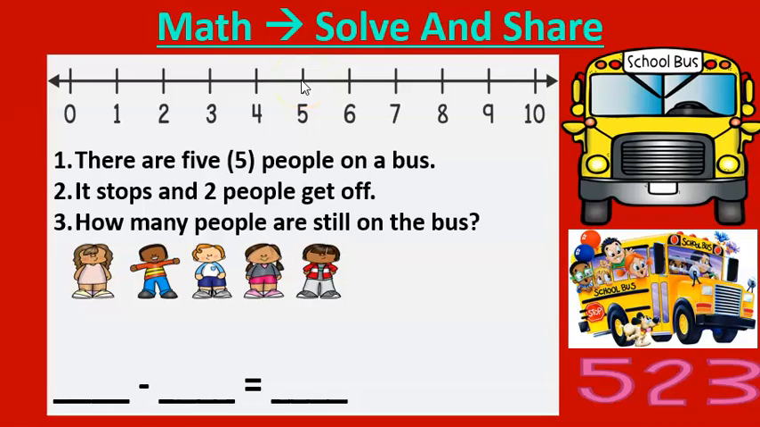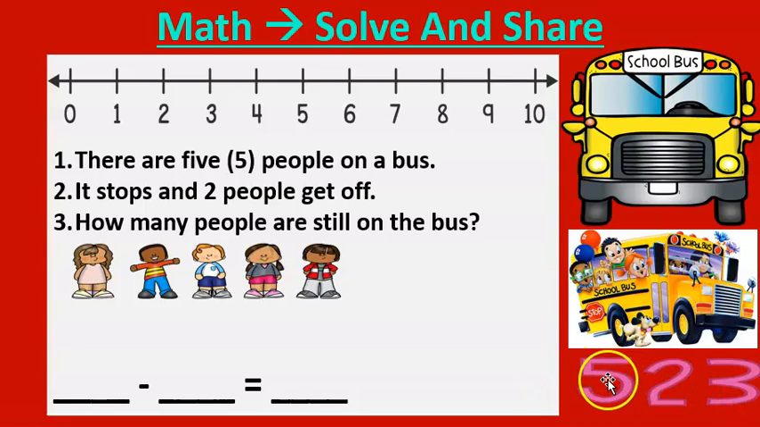So, let's come up here to 5. Watch Mr. Begay. It says, it stops, and 2 people get off. So, I'm going to go back 2 times. Okay, watch. 1, 2. So boys and girls, what's our answer? 3. Good job. So our answer here is going to be 3, okay? Because 5 people were on a bus. It stopped and 2 people got off. Now our question here says, how many people are still on the bus? 3. Because that's our answer that we landed on, okay?